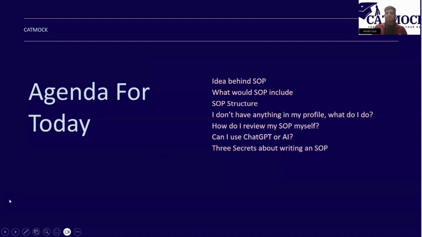Then the question that I have been getting the most: I don't have anything in my profile, what do I do? So I'll address that and try to explain how this question is not really relevant, and it stems from the fact that we don't understand the idea behind an SOP. Then we will see how you can review your SOP yourself, because a lot of people ask for opinions of different people. Do you think my SOP is good? What would a professor or an interviewer think of my SOP? How do you review it yourself?